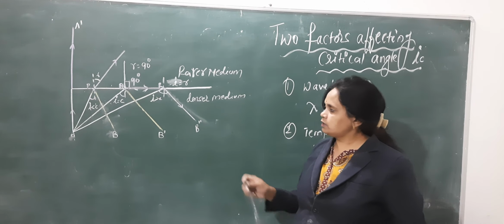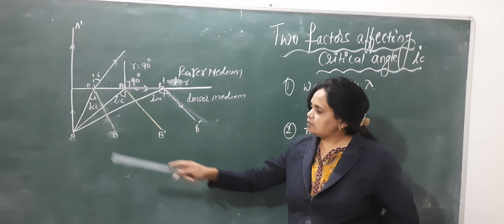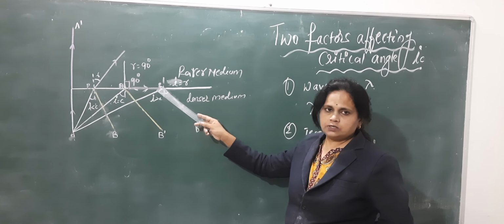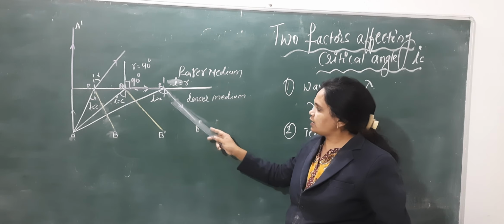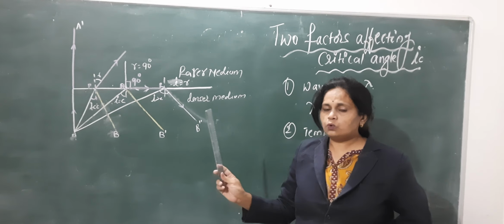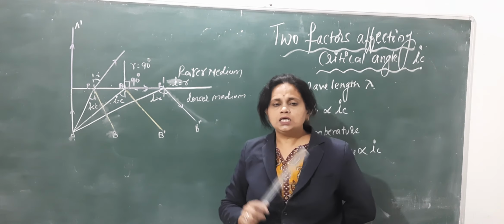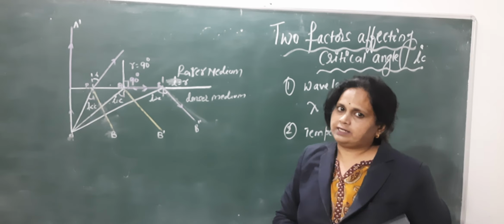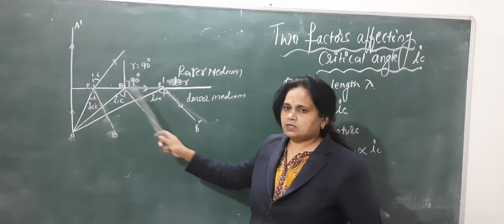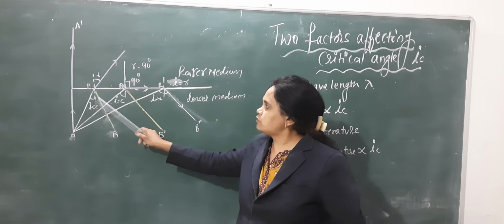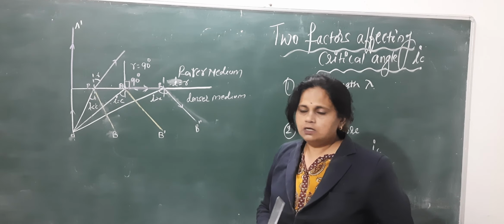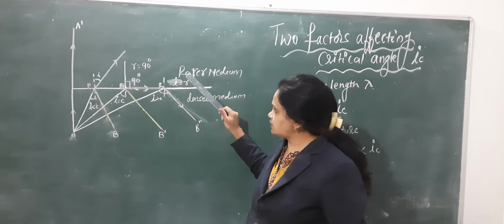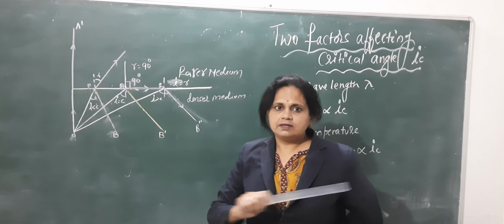Listen children, one more thing. In this situation, the energy, the intensity of light, whatever it is, will be exactly the same. There will be no loss of energy in total internal reflection. So in this one particular diagram, we have seen all four situations of the ray of light. We have seen critical angle, and we have seen total internal reflection.